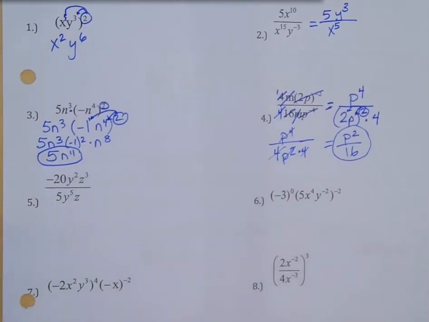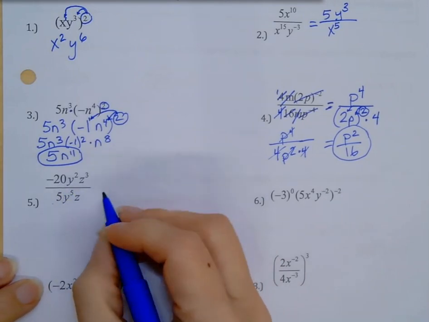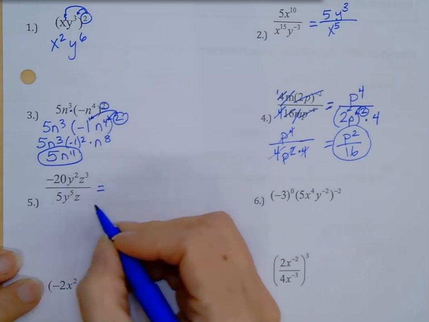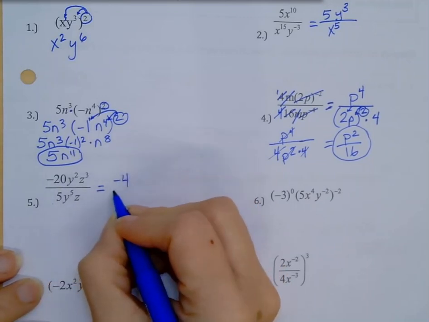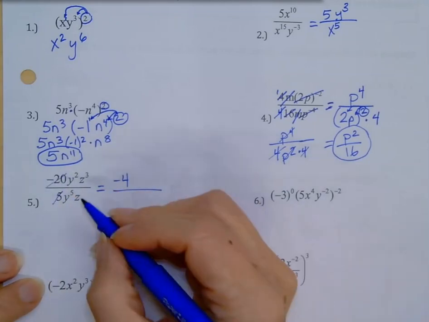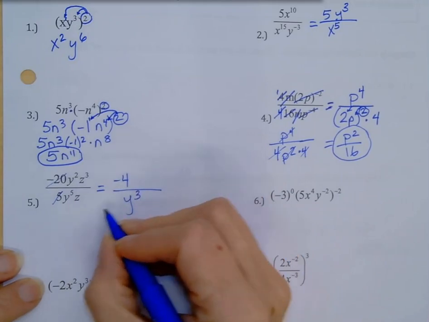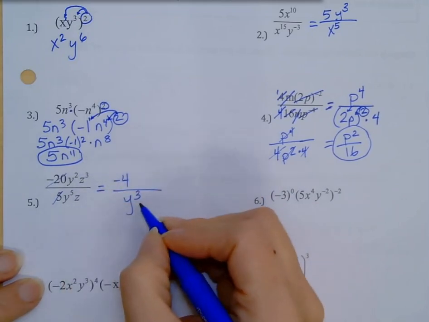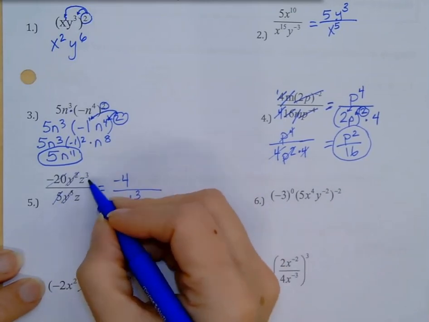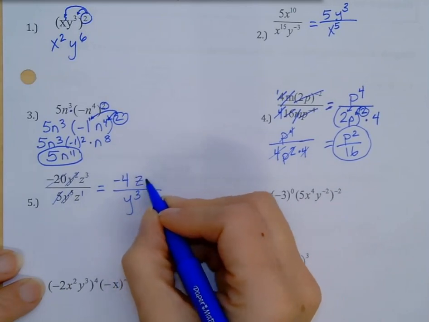All right, make sure you're trying these on your own and then checking them. Okay, so let's look at number 5. We're going to simplify. We have negative 20 over 5. So negative 20 divided by 5 is going to be negative 4. I have y squared, so I've taken care of negative 20 and 5. I'll just mark those out. Y squared over y to the 5th, I'm going to say that is y to the 3rd in the denominator. 5 minus 2 is 3, and I'm going to stay in that denominator. Okay, z cubed over z to the 1, that's going to be z to the 3 minus 1, which is z squared.